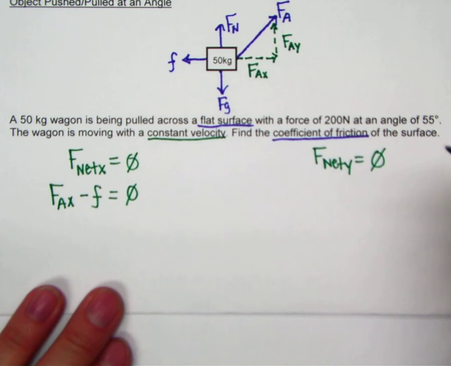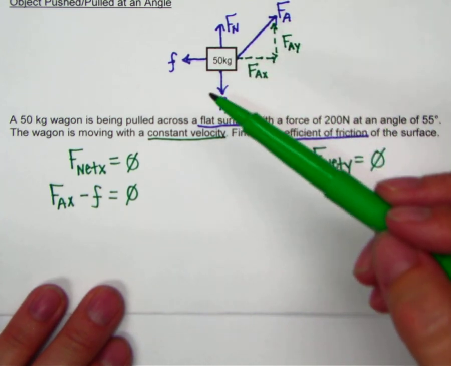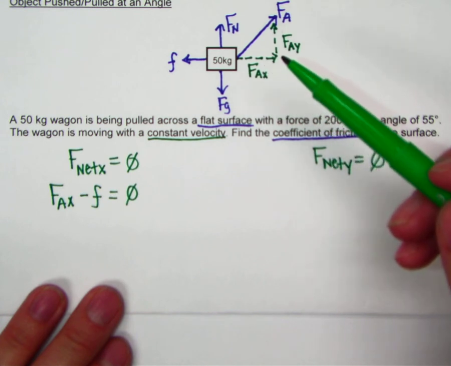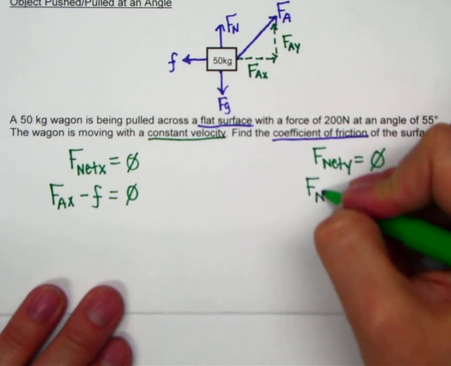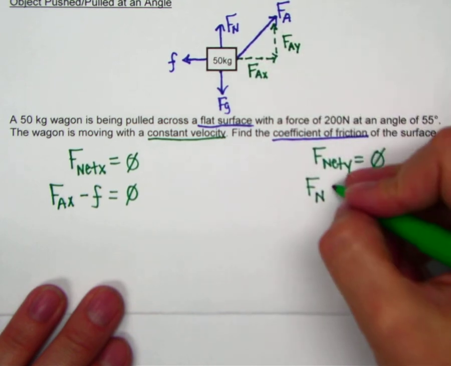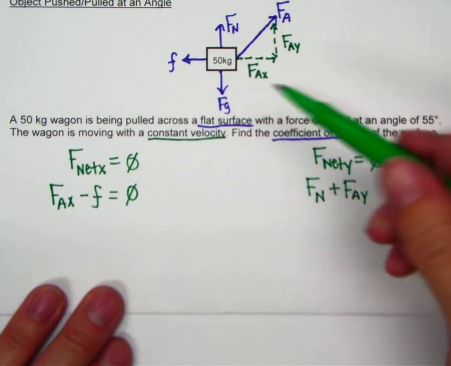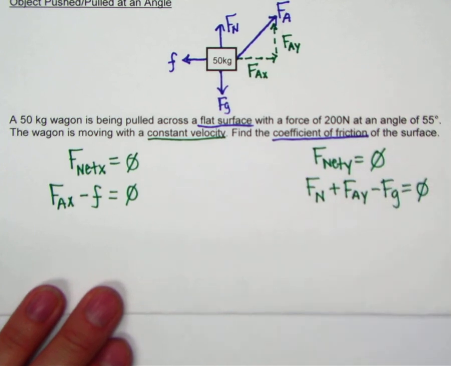In the y direction, what is completely vertical? Please be careful here. Whenever we're talking about problems like this, the y direction is always the one that has the most mistakes. That's where everyone seems to forget something. Fn, it's up, positive. FAY, it's up, positive. Is there anything in the downward direction? Yes, Fg. So that's where you need to start.